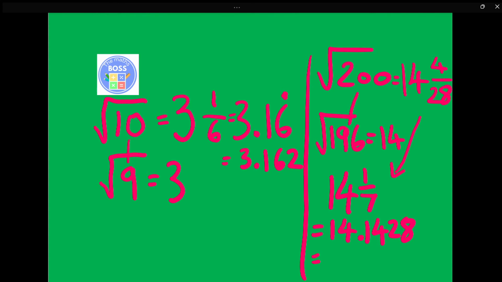And we use the calculator to check. Our answer comes to 14.142. And as you can see, we have an agreement up to 2 decimal places, so we are very, very close to the exact answer.